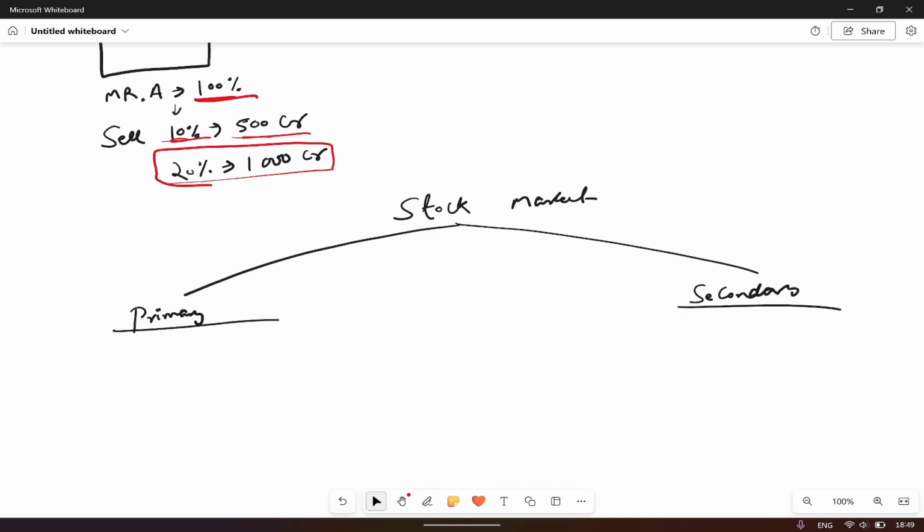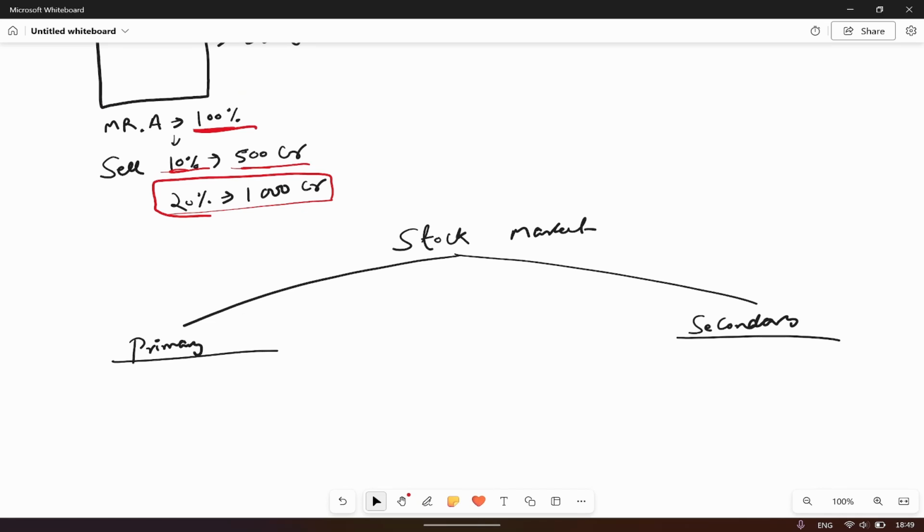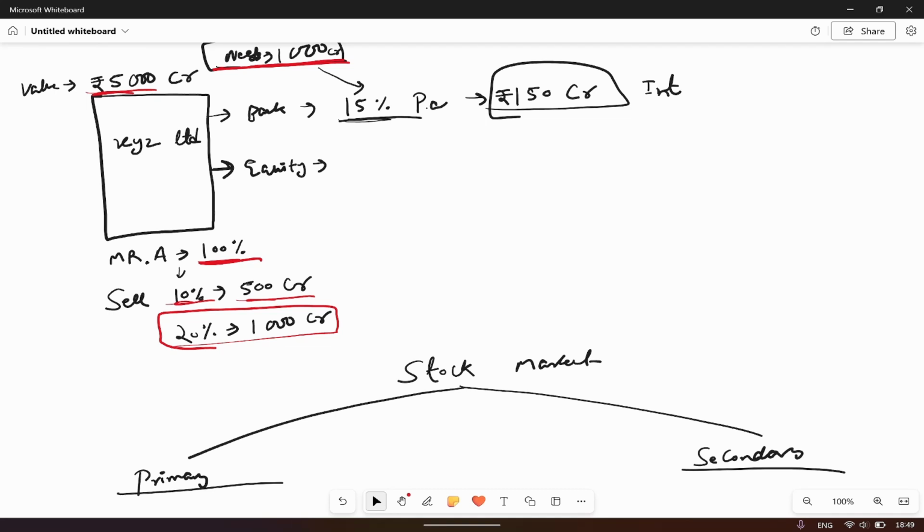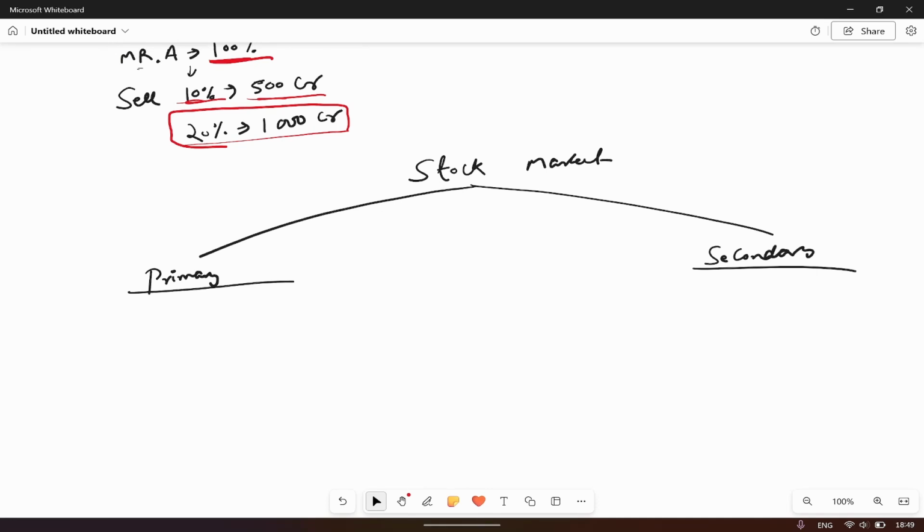Primary is a market where the ownership has been diluted or the shares are issued for the very first time. Like in our example, Mr. A sold his company for the very first time. He sold 20% for the very first time. So this will happen on the primary market, 20% for rupees 1,000 crore. This sale is happening on the primary market, and the process, look, everything has a process.